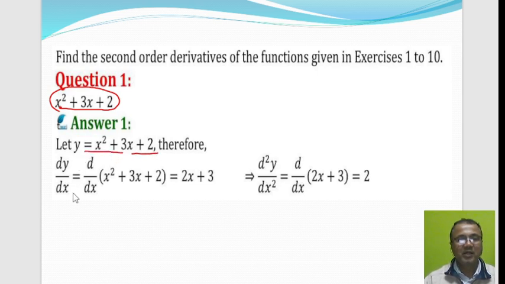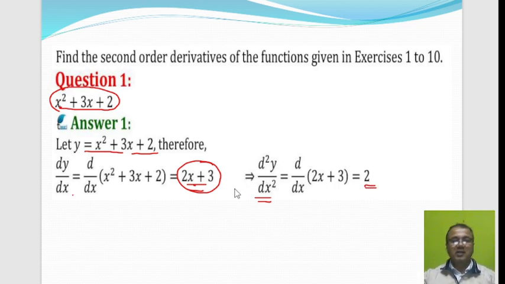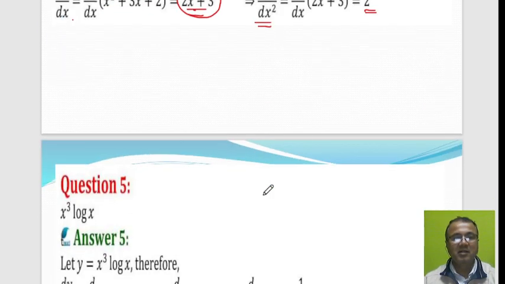So first we are finding the first derivative. The first derivative is this much. Again you find the derivative of this one and it will be the second derivative. What will be the second derivative? The result will be 2 only. So students, if you know the first derivative then you can easily find the second derivative also. Okay, so there is no problem, I think.